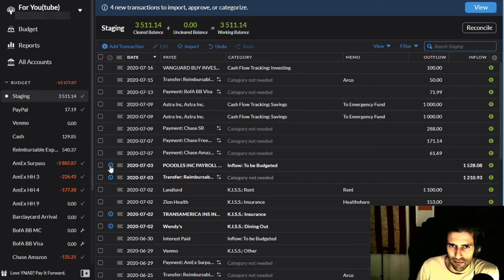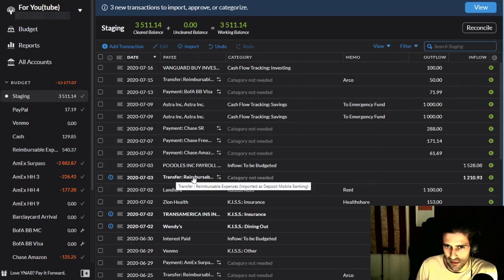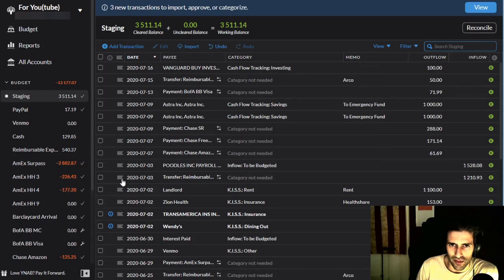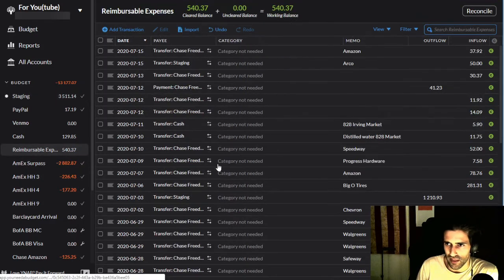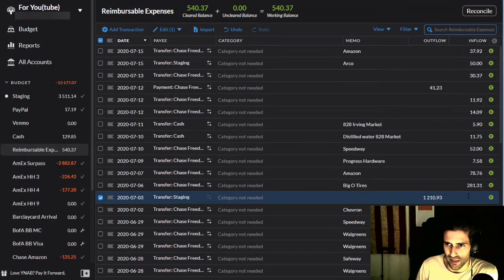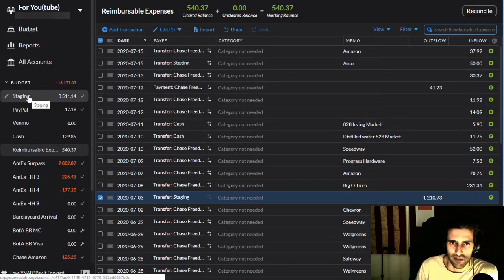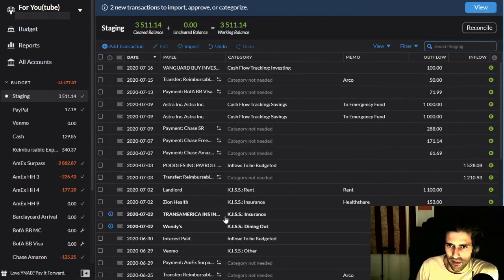Okay, so here's my paycheck from the beginning of the month, inflow to be budgeted. And there is the transfer that happened, which was the transfer from reimbursable expenses that occurred, right? So we're just going to approve that. And we see the linked transaction over here, right there, of the same amount coming into staging, okay? All right, so this is insurance, and this is another work lunch.